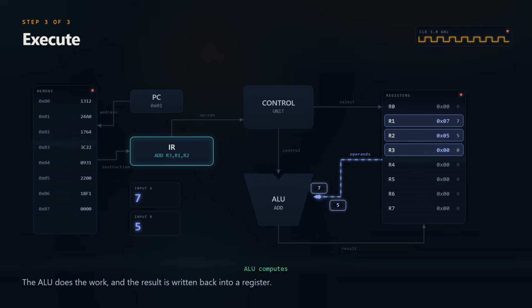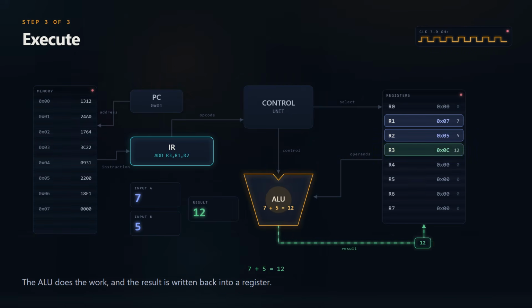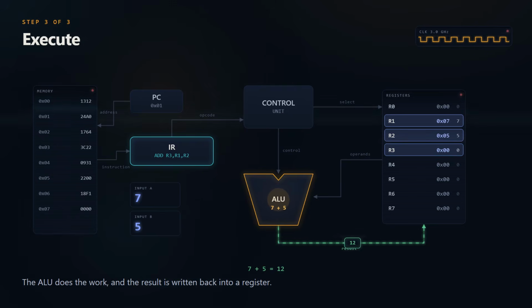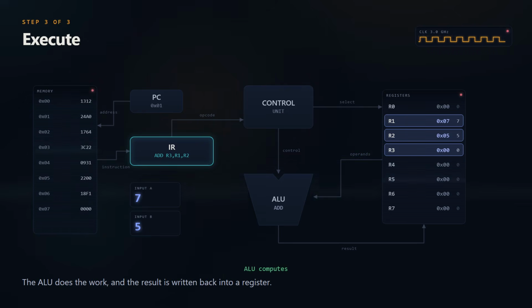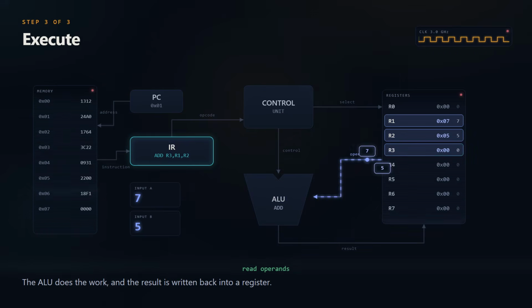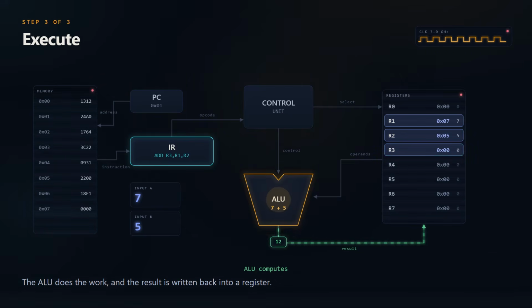Step 3 is execute. Now everything actually happens. The 2 values flow out of the registers and into the ALU. The ALU adds them. 7 plus 5 is 12. Out comes the result. And in the final move, that result is written back into the destination register. The work is done and stored. Fetch got the order. Decode understood it. Execute carried it out. 3 steps and 1 instruction is complete.